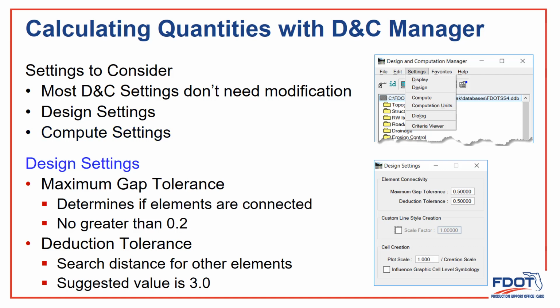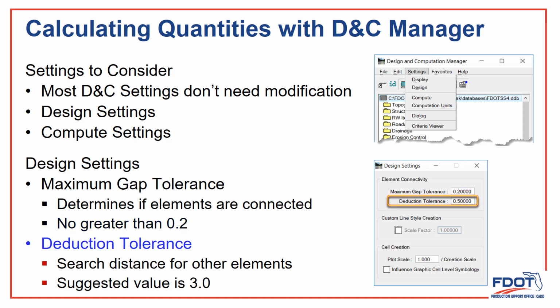First, on the Design Settings dialog, we need to check the element connectivity settings. The maximum gap tolerance is what determines if two elements are connected or touching. The default is set to 0.5, and it is recommended that the value should not be any greater than 0.2. So make sure you adjust this value to at least 0.2. You don't want two lines that are half a foot apart being recognized as a single element.